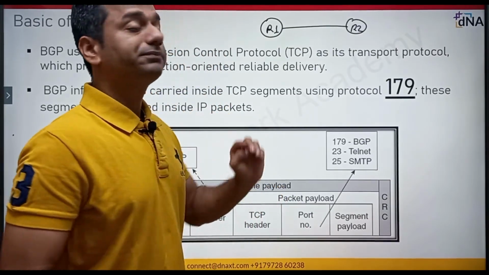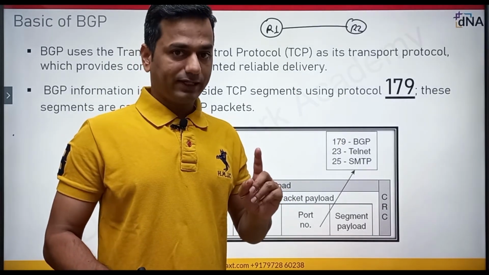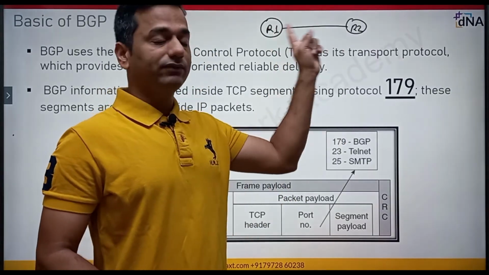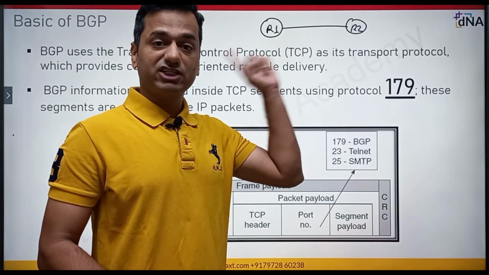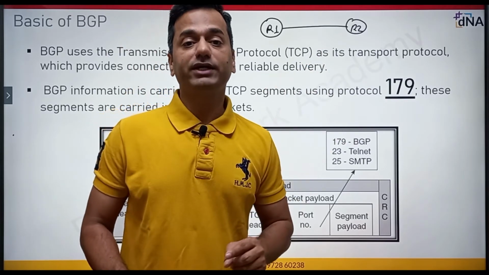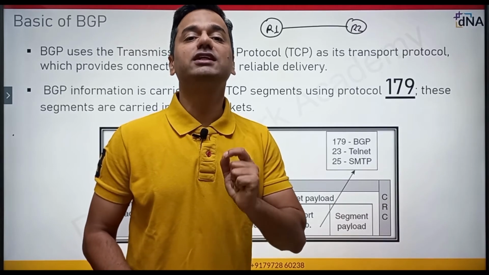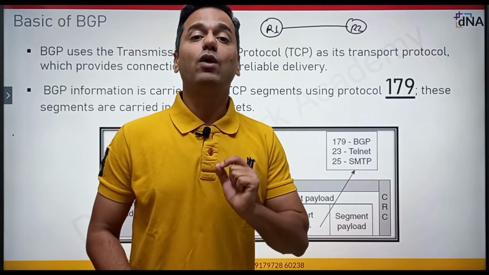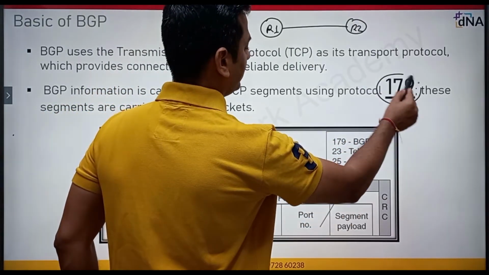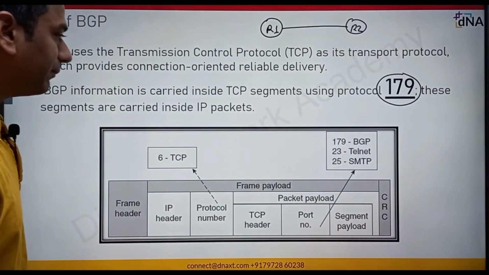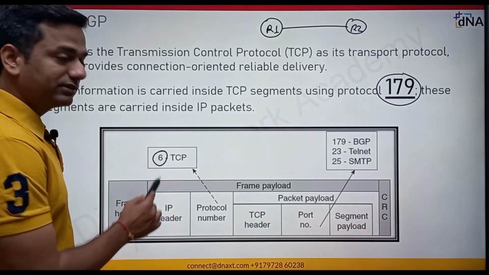Now, both routers must have an ASN configuration. When you establish a neighborship between R1 and R2, this connection will be connection-oriented communication. Why? Because BGP uses TCP port number 179. Great. So, port number 179. TCP protocol number is 6.